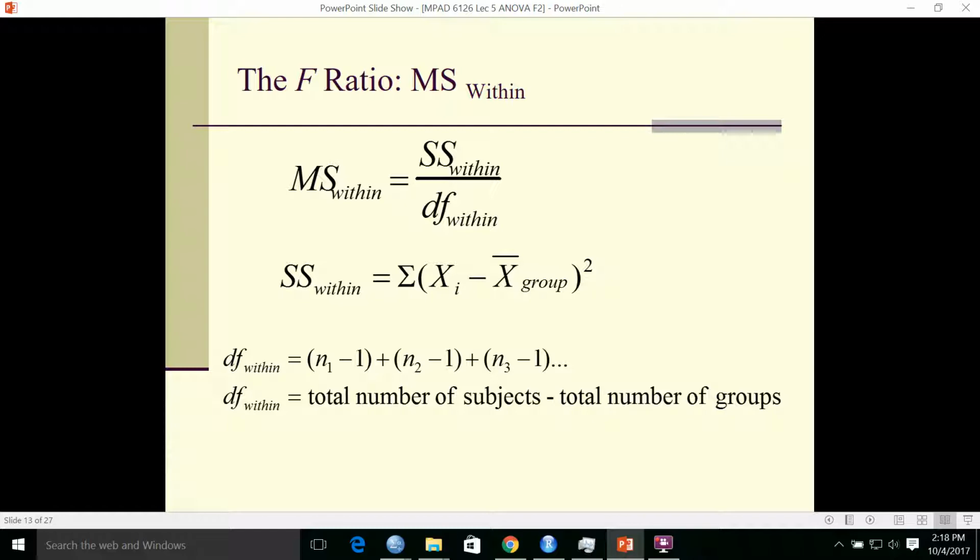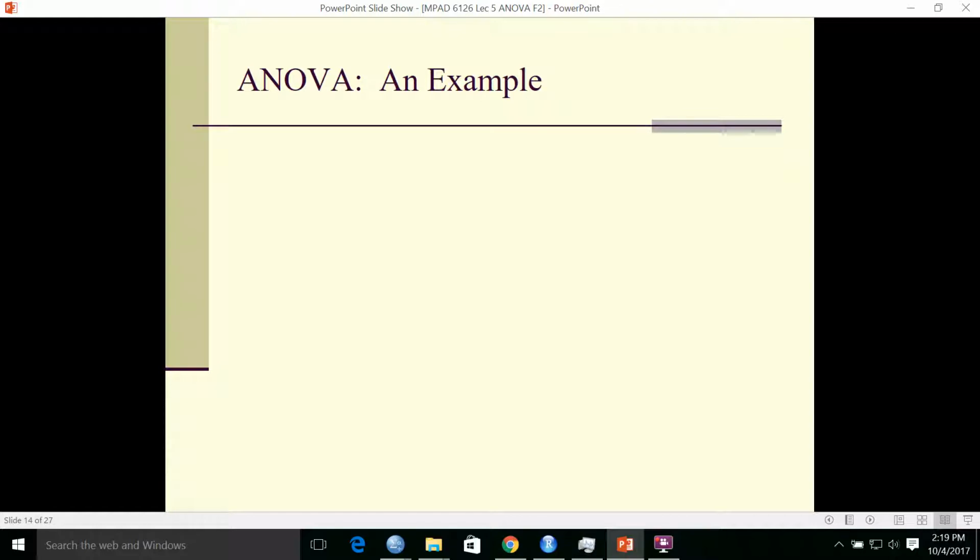So the sum of squares within is just the sum of each individual x minus the group mean, and then square each one of those. And then the degrees of freedom is just the number that are in each group minus 1, and add them all up. Or if you would do the math on this, it's just the total number of subjects or the total number of observations minus the total number of groups. And that is the denominator degrees of freedom.